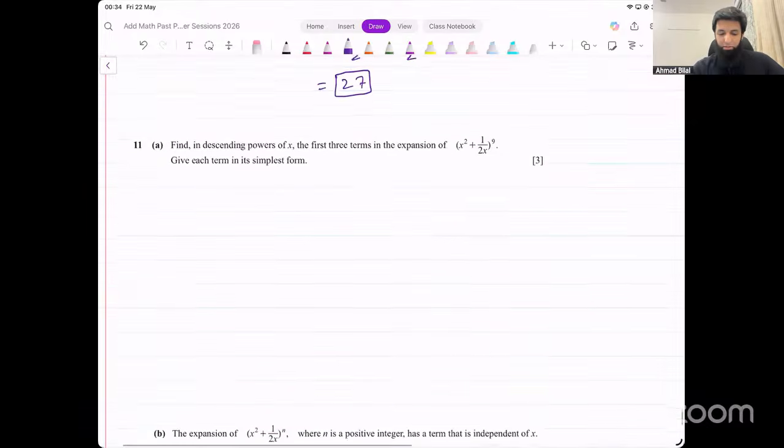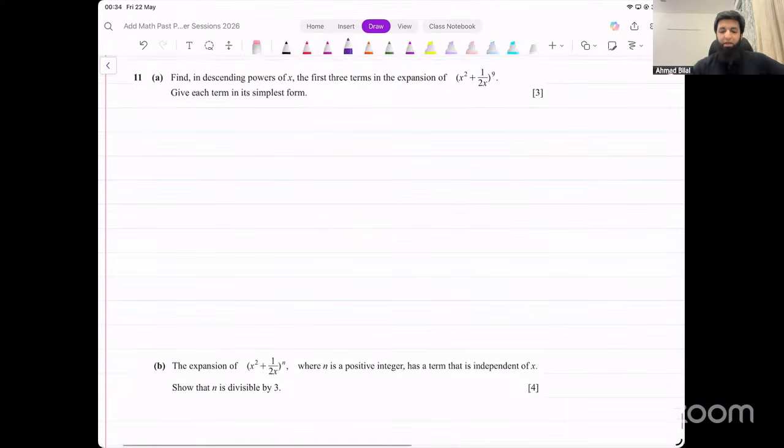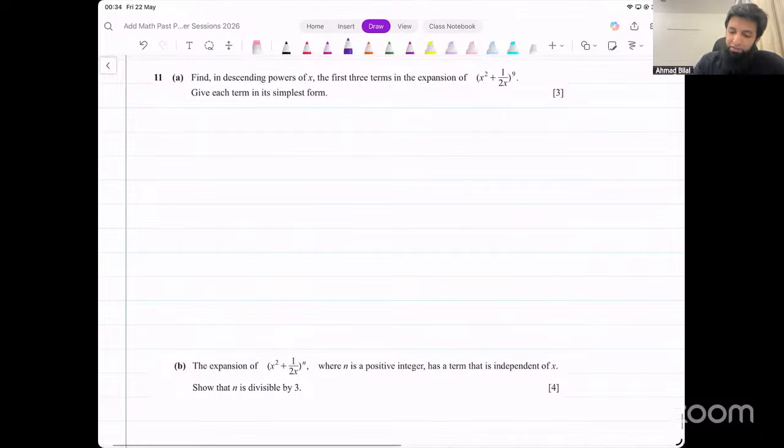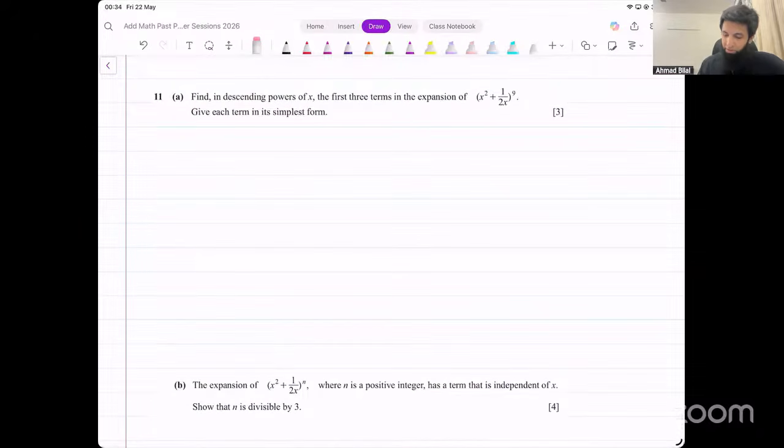Let's look at the next part now. Question number 11. Next question. Question 11. Okay, now they're saying find in descending powers of x the first three terms in this expansion. Give each term in its simplest form. Okay, now this looks like an easy question at the end. Okay, maybe not the second part. Achha, let's do this now.